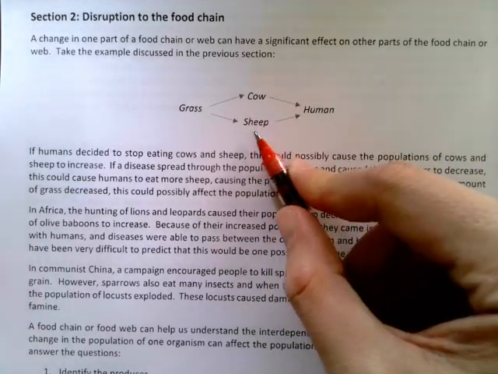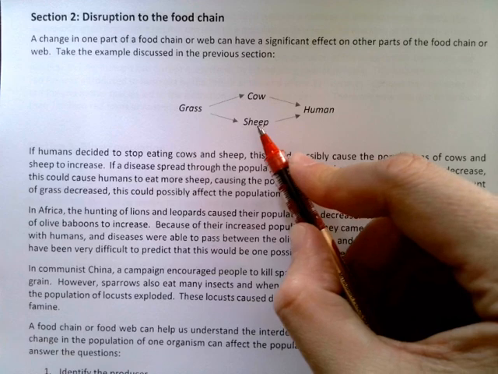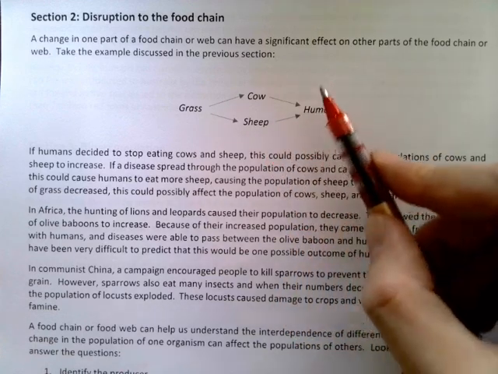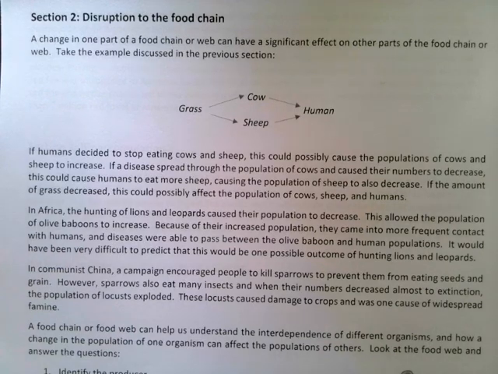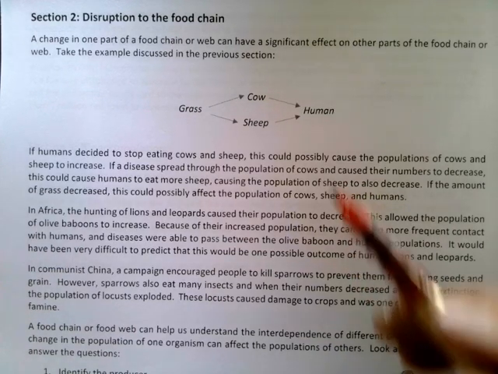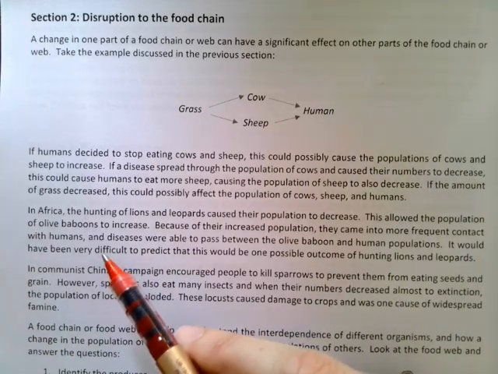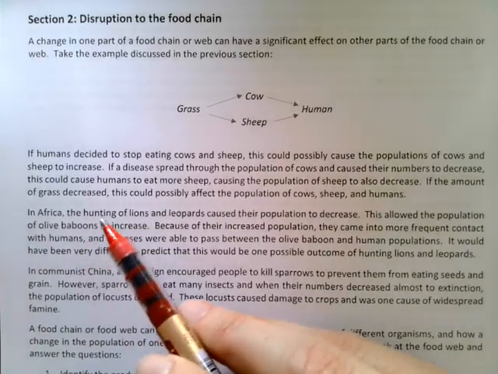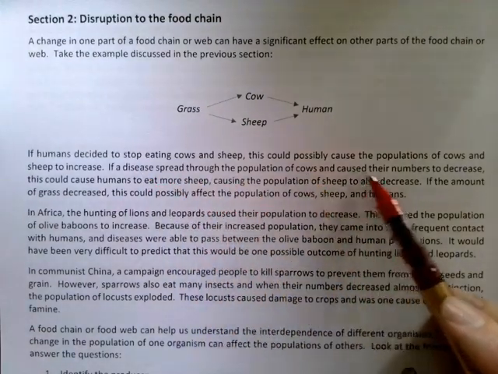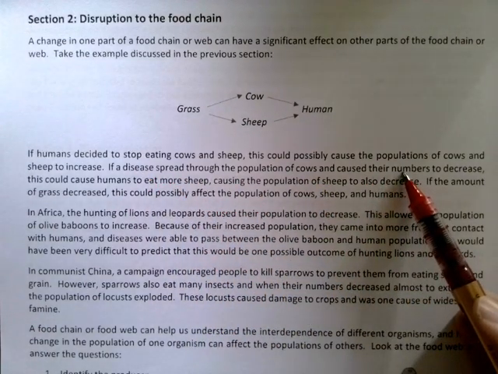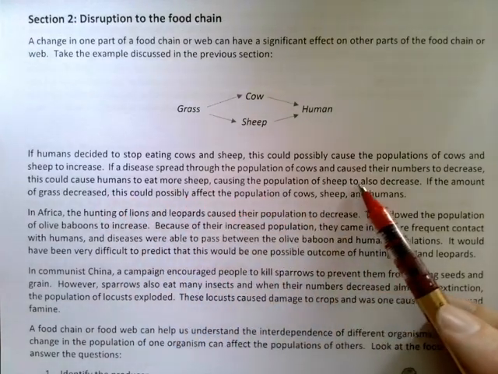If we stop eating cows and sheep, then it stands to reason that the numbers of cows and sheep are going to increase. You'll remember that from the predator-prey graphs that we did. When the number of predators decreases, the number of prey will increase. So if humans stop eating cows and sheep, they'll go up. That's simple, but there can be very complicated effects. If a disease spread through the population of cows and caused their numbers to decrease, this could cause humans to eat more sheep, causing the population of sheep to also decrease.